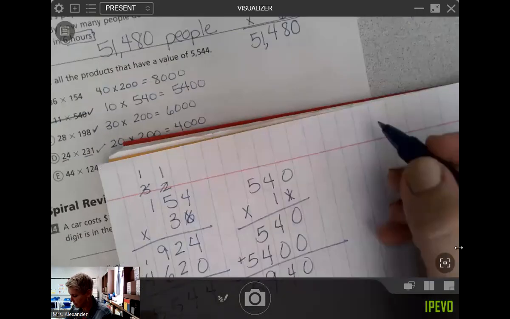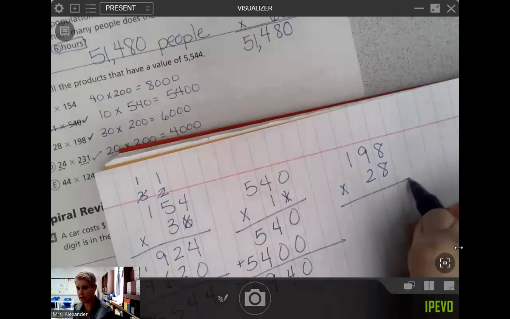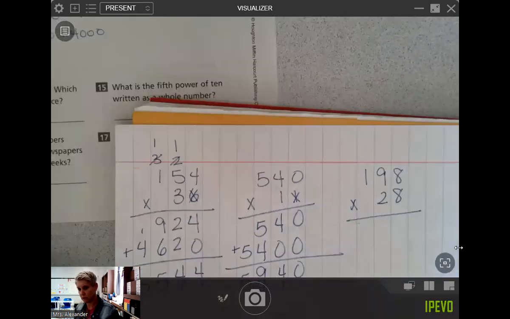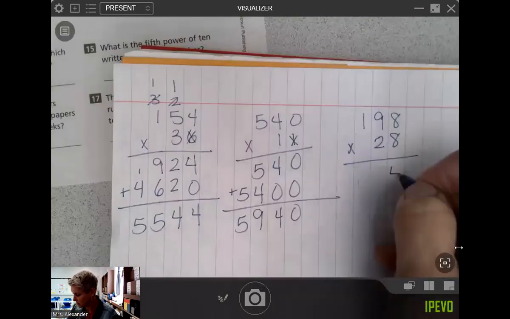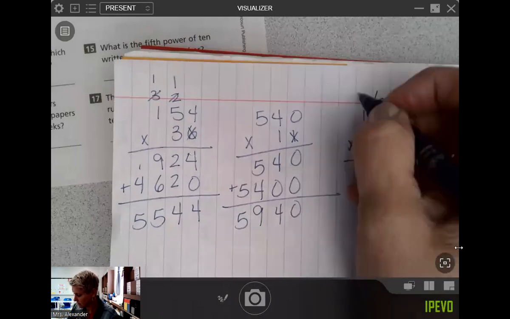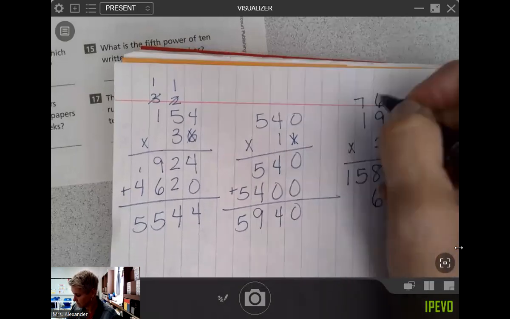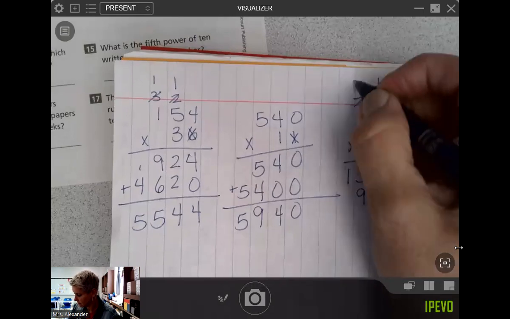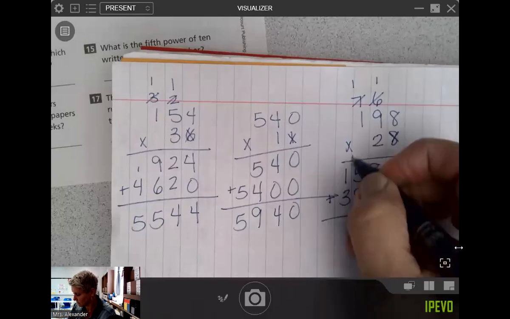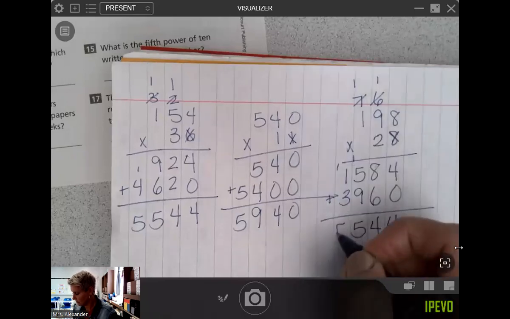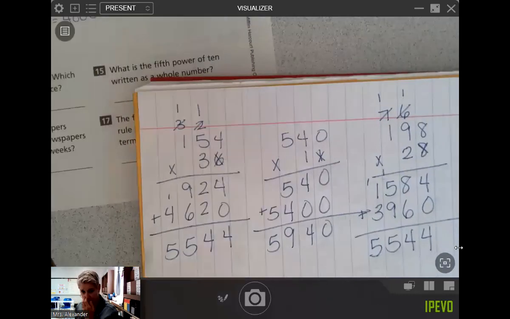198 times 28. All right, again, pause. I'm going to go a little bit quicker. Don't try to keep up with me. Pause and do the work and then check your answer. 5,544 for letter C. I'm going to fill it in.